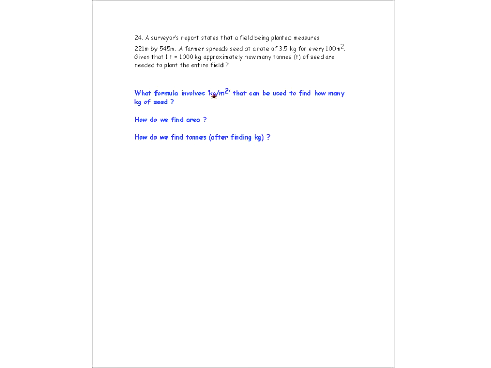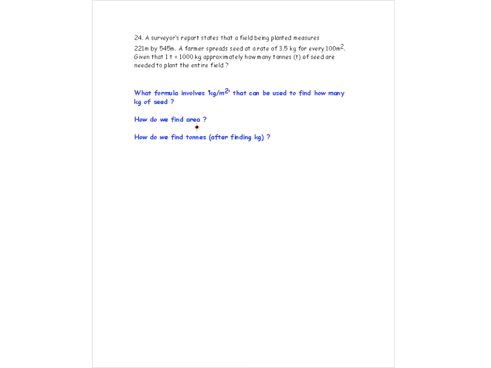So the first question is, what formula would involve kilograms over meters, kilograms per meter squared? Remember, when it says kilograms every 100 meters squared, that means the same thing as kilograms divided by meter squared. So how could you use that to create a formula that's going to let you find the number of kilograms of seed? Well, since you have kilograms on top and meters squared on bottom, if you multiply by meters squared, the meters squared is going to cancel out and you'll be left with kilograms, right? Once you find kilograms, then you can find tons using what you know here. So that's kind of looking at the formula that you need.